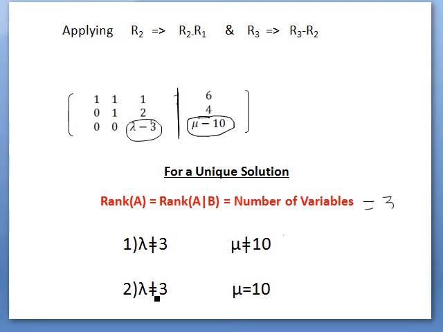Next, second possibility, lambda not equal to 3, so the rank of the matrix will become 3 because this element will become non-zero. Next is mu is equal to 10. Suppose mu is equal to 10, this element will become 0. But the rank of the matrix is 3 and the rank of the augmented matrix will also remain 3 because this element is non-zero. So there are two possibilities. First one is this and second one is this. So this is a bit tricky question.